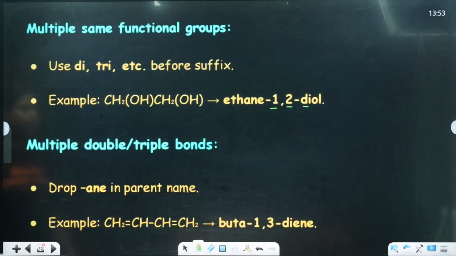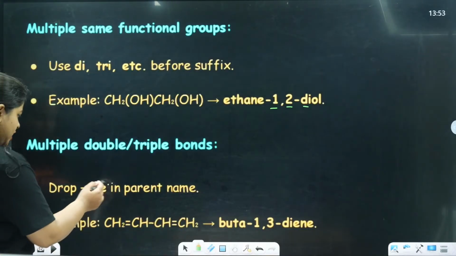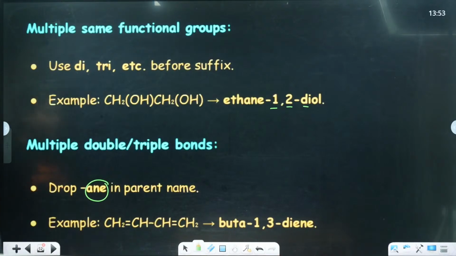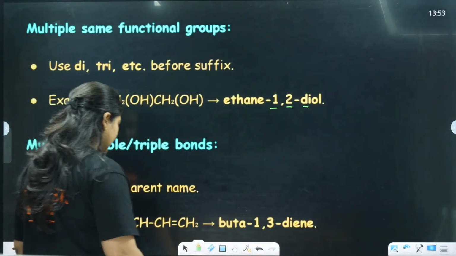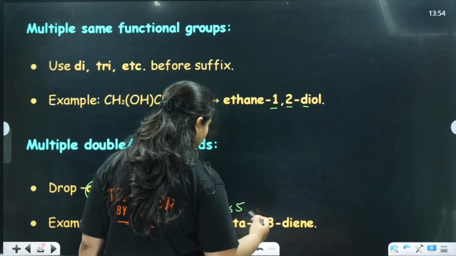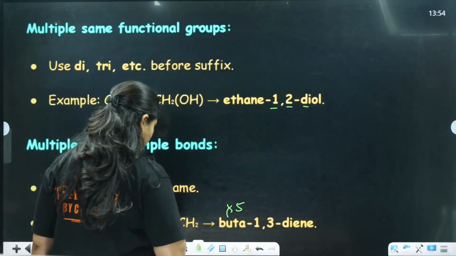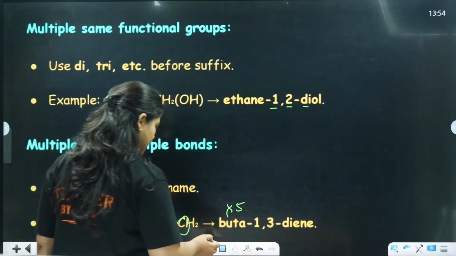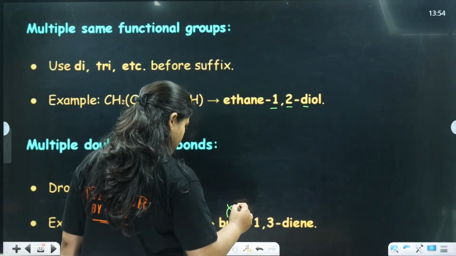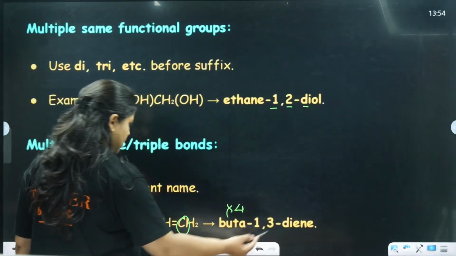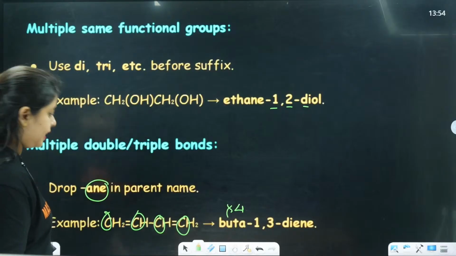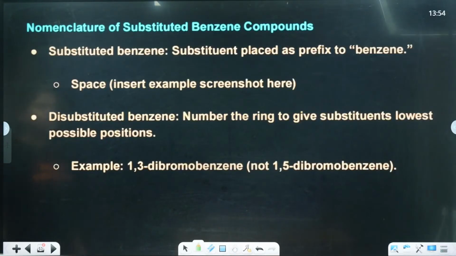Now next, for multiple double or triple bonds, drop A and E in the parent name. So always you need to mention A and E in the parent name if it is necessary. Like the example, CH2=CH-CH=CH2. Here buta is there. How many carbons are there? 5? See, 1, 2, 3, 4. Sorry, 4 are there. So you need to mention it as but. Afterwards, you are going to mention 1,3-diene, E-N-E. Clear? So this is how you are going to mention it.